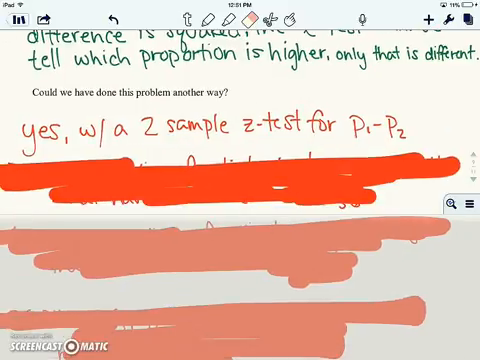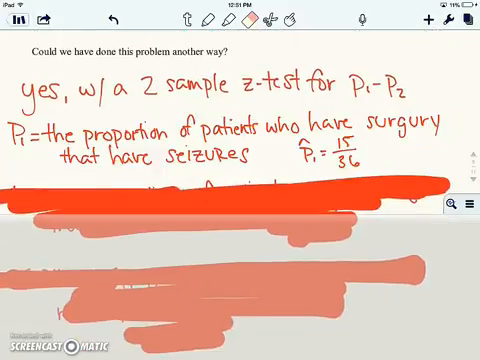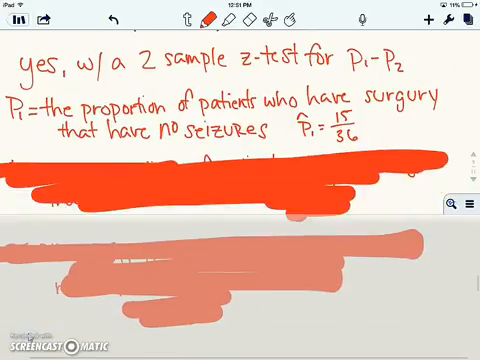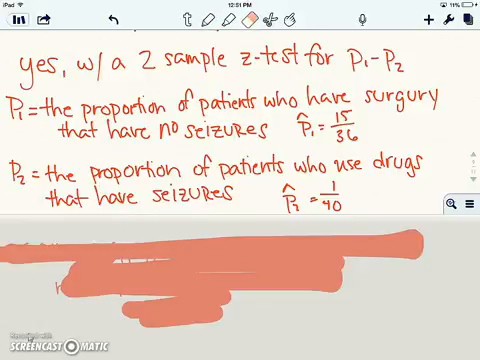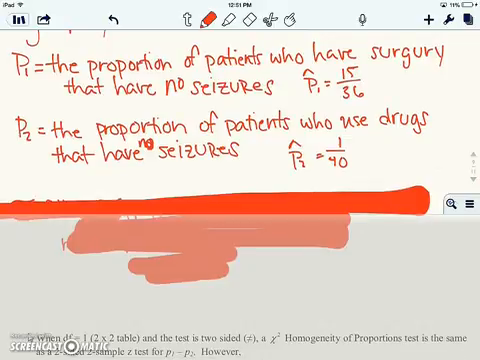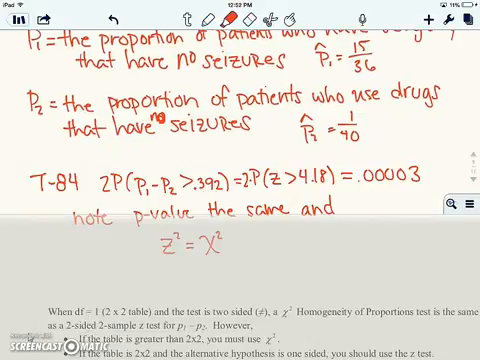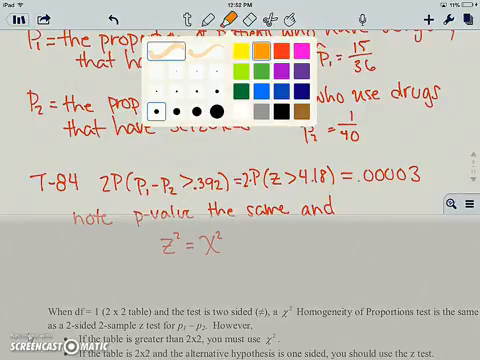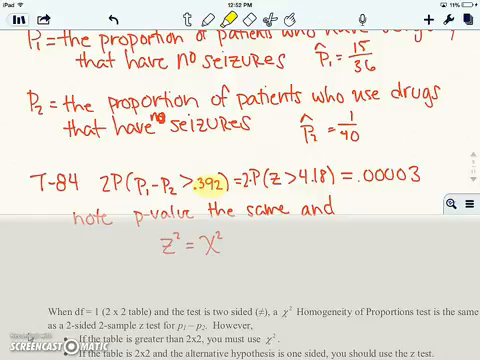And so if we were to do that, we'd have to list our P1 and P2. P1 would be the proportion of patients who have had surgery that have had no seizures, and from our sample, that gave us a p-hat of 1 being 15 out of 36. And then the other one, the proportion of patients who use the drugs that have had no seizures after a year, would be a p-hat for proportion 2 of 1 over 40. If you subtract the 2, we would get a difference of 0.392, which is greater than 0. So it looks like they're not the same.